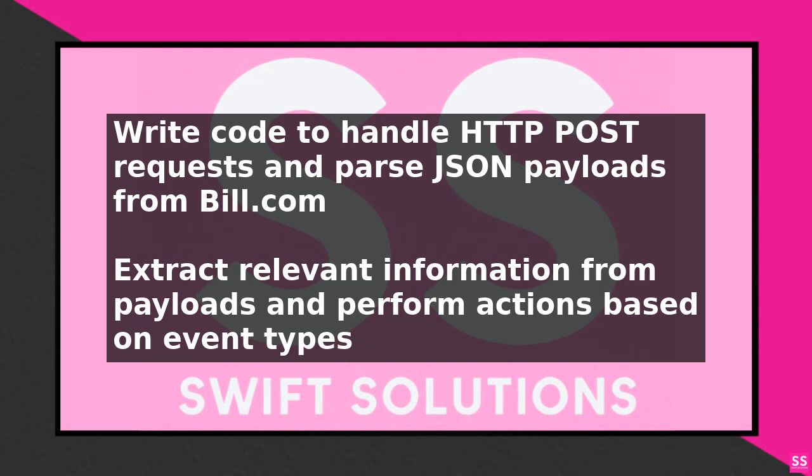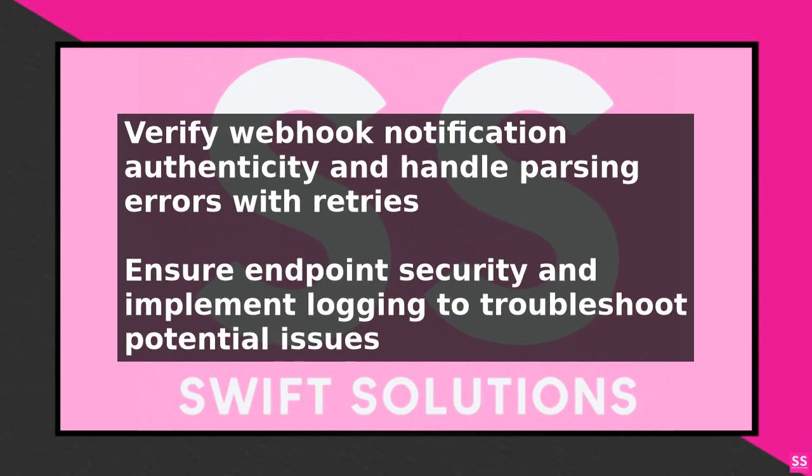Best practices for parsing Bill.com API webhooks include verifying the authenticity of the webhook notification by checking the signature or authentication token included in the payload. You should also handle any errors that may occur during the parsing process and implement retries, if necessary. In addition, you should ensure that your endpoint is secure and can handle a high volume of requests.